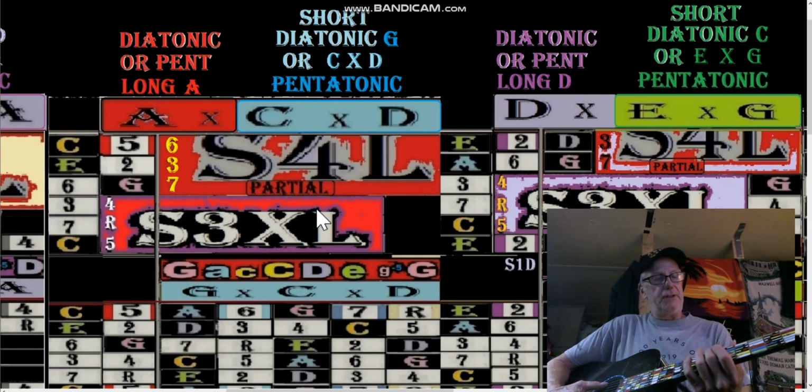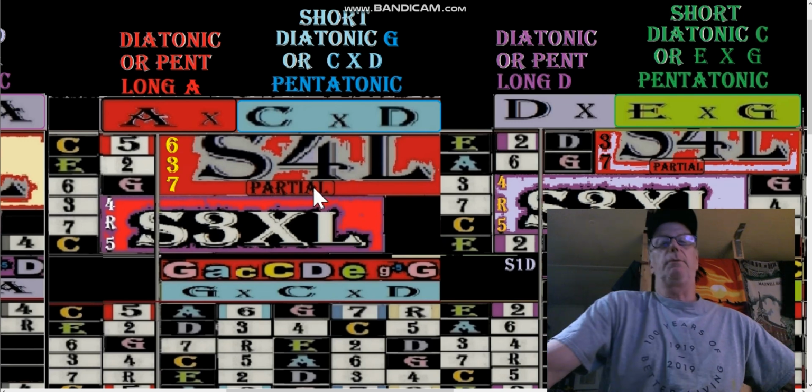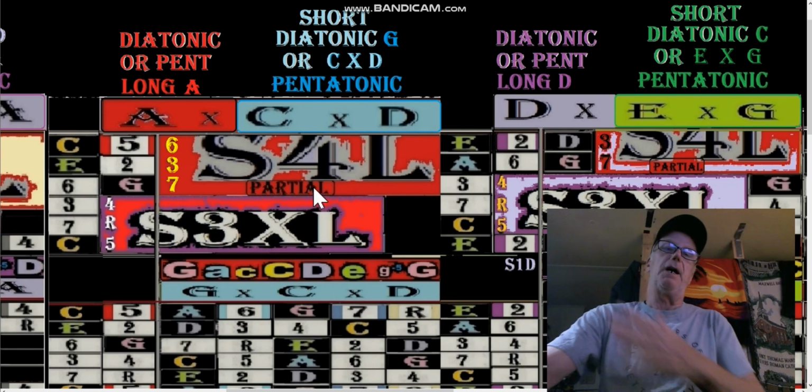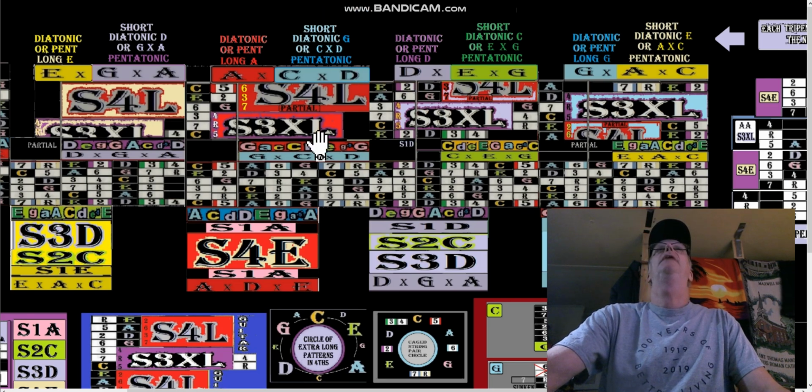Now, the A is the next cage box up, and that's why we're going to do the A, because it's the next cage box up from C. But in the drawing here, I've unraveled.